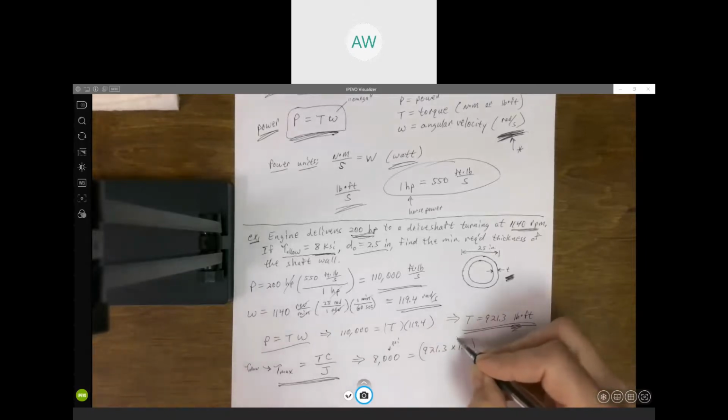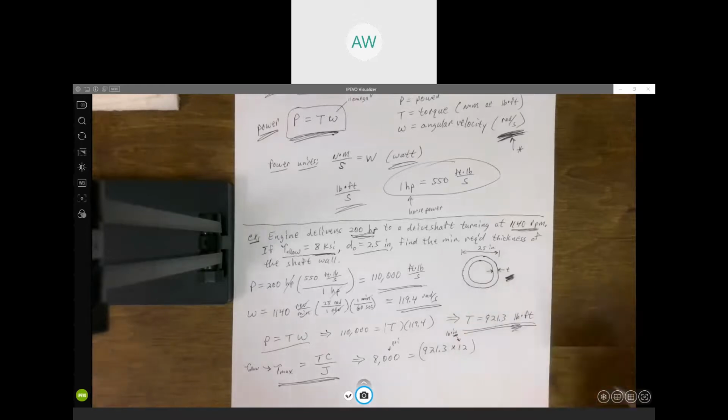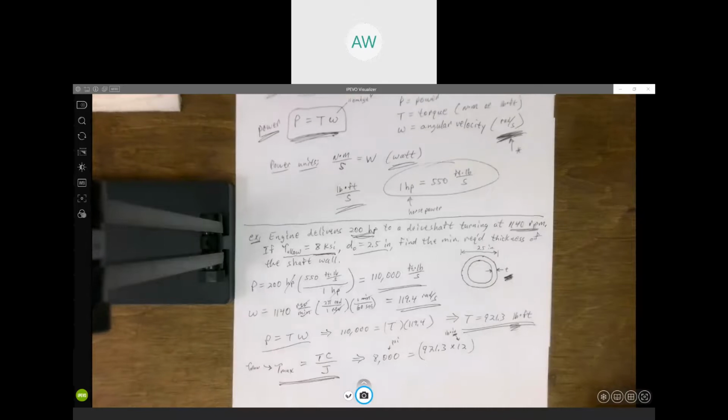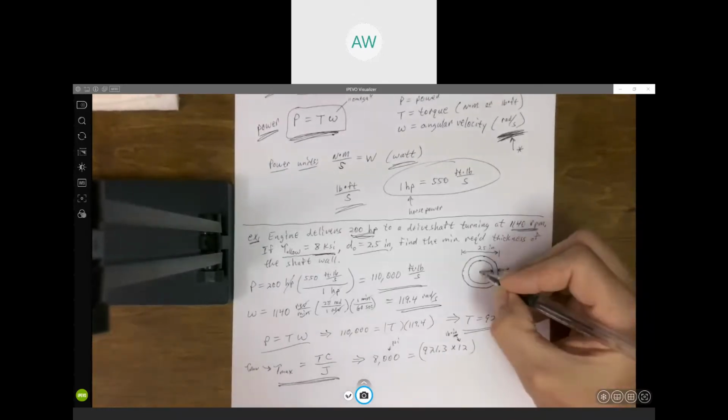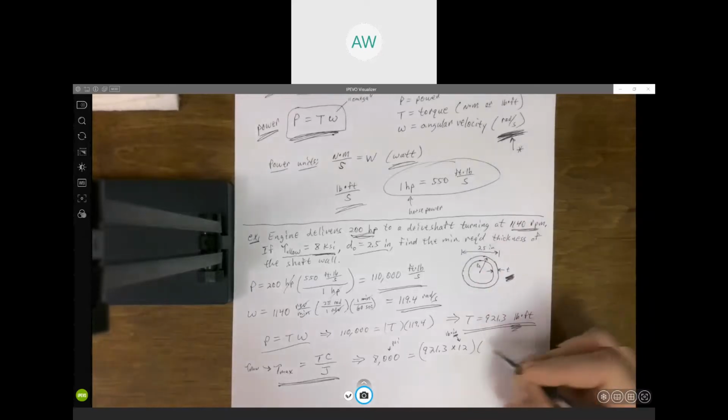Again, the reason for that is I want pounds inches, not pounds feet. C, that's the outer radius. So it's half of the diameter, so half of 2.5 is 1.25.